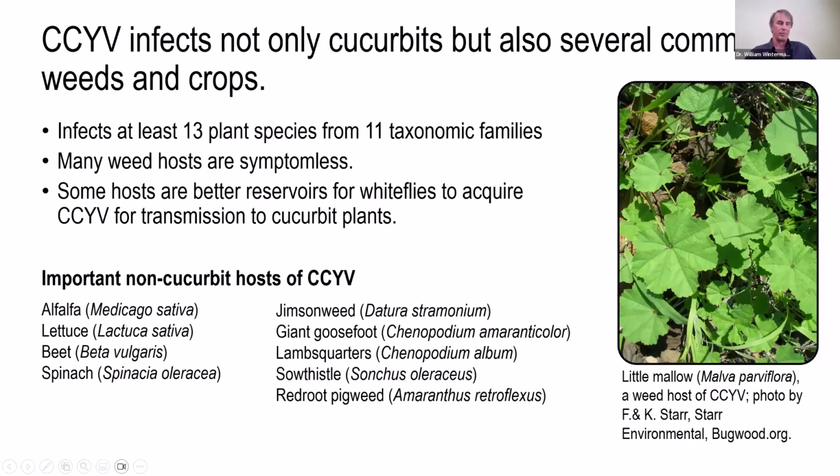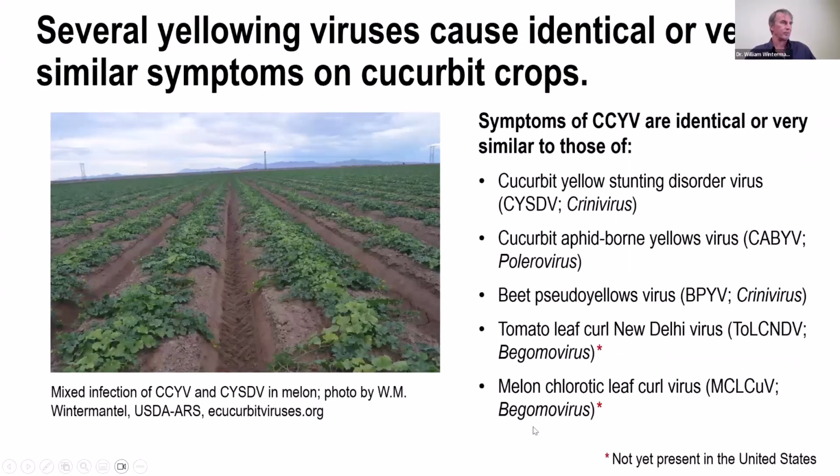The list I have at the bottom, I mentioned alfalfa. Alfalfa is an important reservoir of CCYV. It's a perennial crop. It's grown in many of the areas where melons or watermelons are produced, and as a result, it's an important reservoir for the virus to move. Lettuce, beet, and spinach, although hosts, we do not see as major epidemiological factors. The virus can infect them, but not particularly well. The weeds are a much greater concern with CCYV.